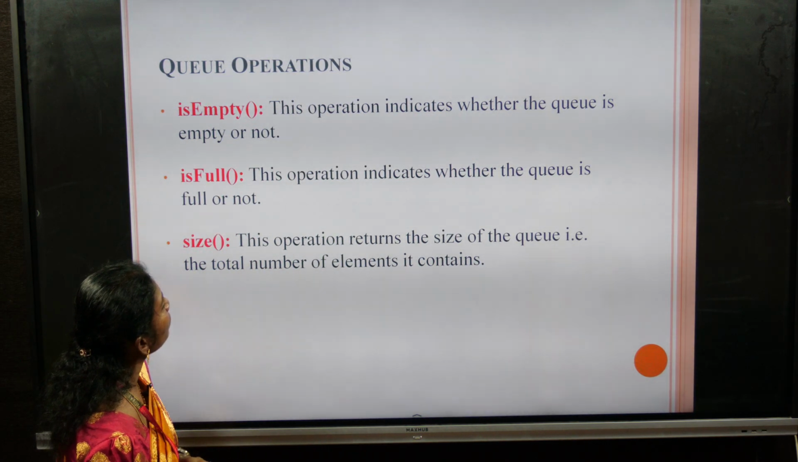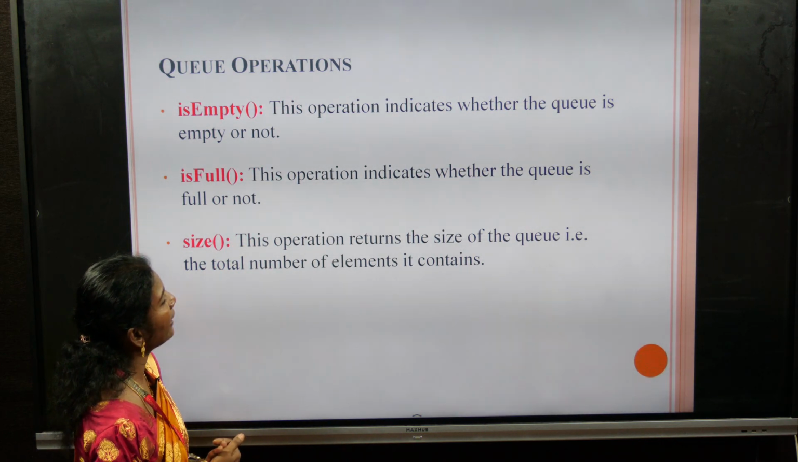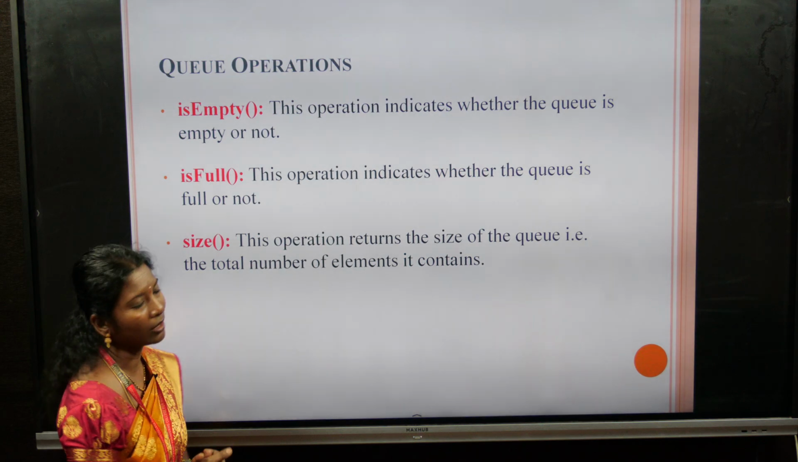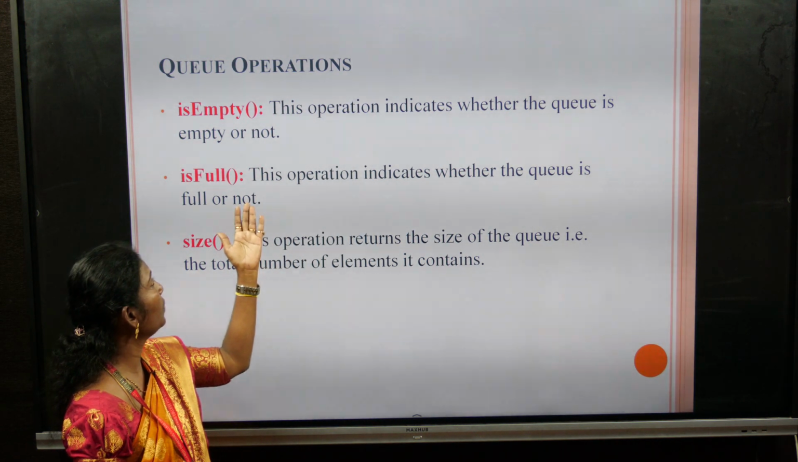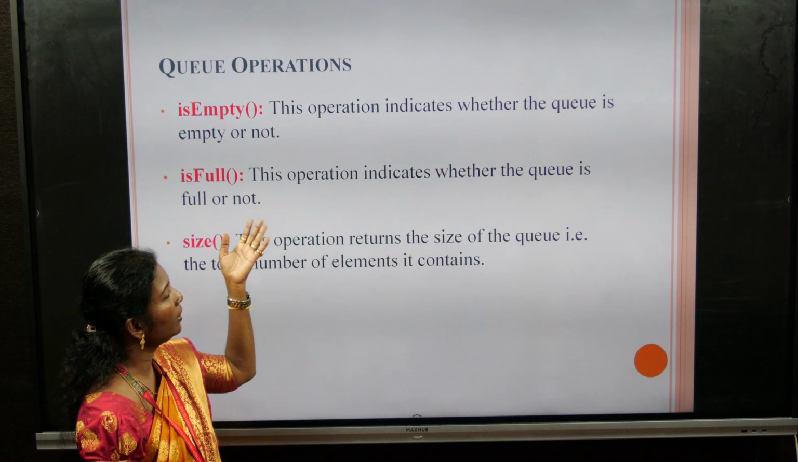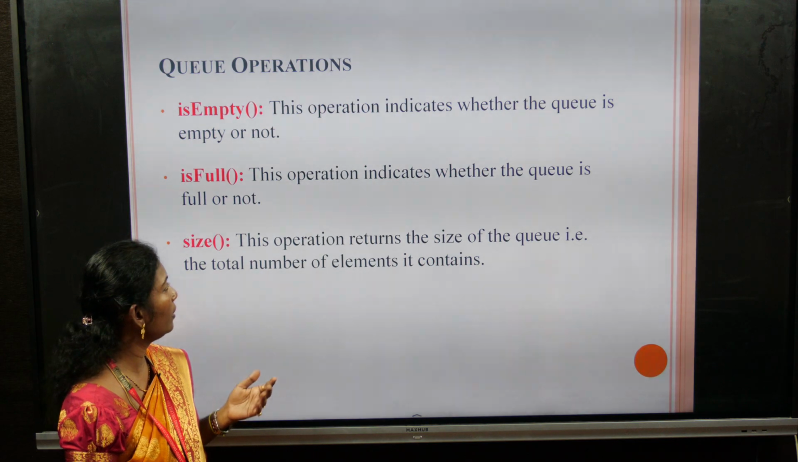Next we have an operation known as the is-empty operation. The is-empty operation indicates whether the queue is empty or not. And next we have another operation known as is-full. It indicates whether the queue is full or not.